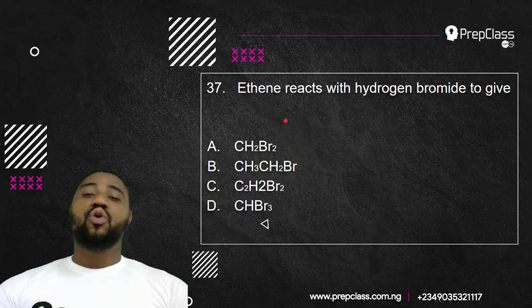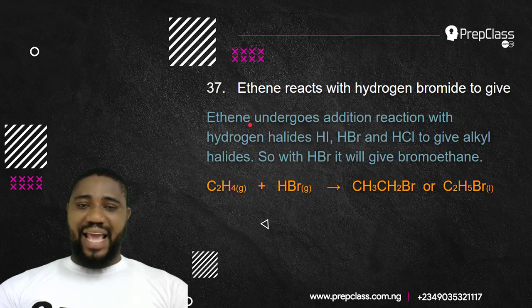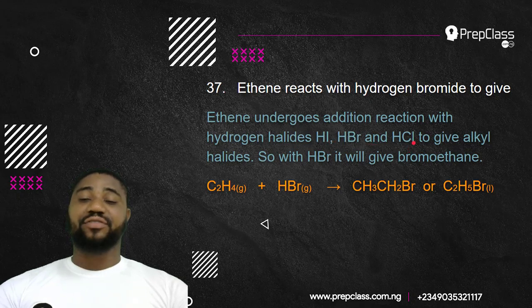For you to know the correct answer, you must understand the reaction between ethene and hydrogen bromide. Ethene has a double bond, so that reaction is an addition reaction, whereby the hydrogen and the bromine will be added to that double bond to make a single bond. Ethene undergoes addition reaction with hydrogen halides. Hydrogen halides include hydrogen iodide, hydrogen bromide, hydrogen chloride, and hydrogen fluoride. So when these halogens, iodine, bromine, chlorine, are in combination with hydrogen, we call them hydrogen halides.